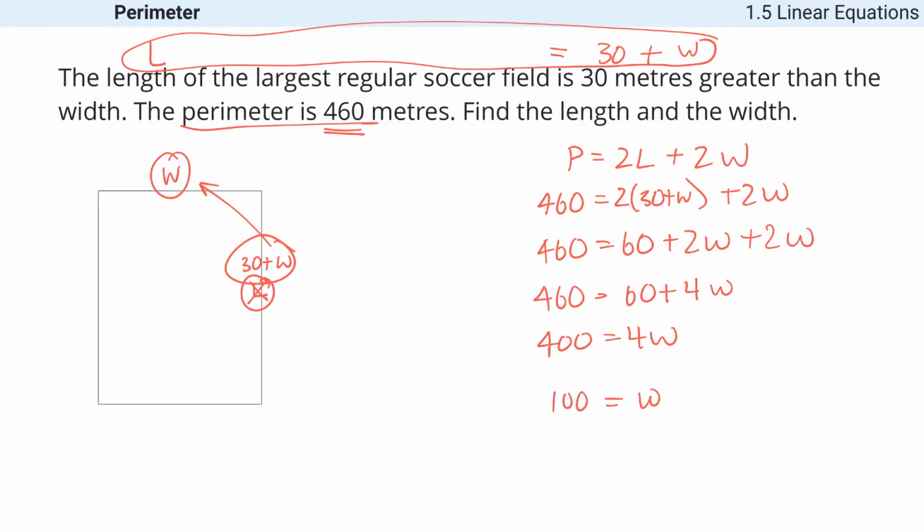So it means the width is 100, and if the length is 30 more than that, let me just do that in a different color. So this is going to be 100, and the length is 30 more than that, so that's got to be 130. Let's do a quick check. So if the widths are both 100 and the lengths are both 130, that's a long football field. Anyway, 130 and 130 is 260, plus another 200 comes out to 460. So then at the end, it says find the length and the width. You could say the length is 130 and the width is 100.